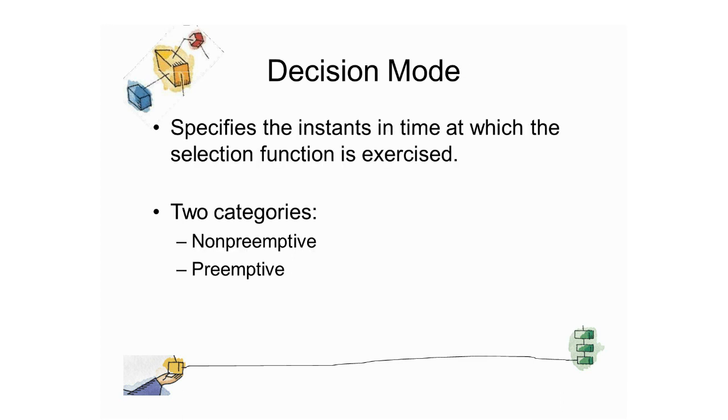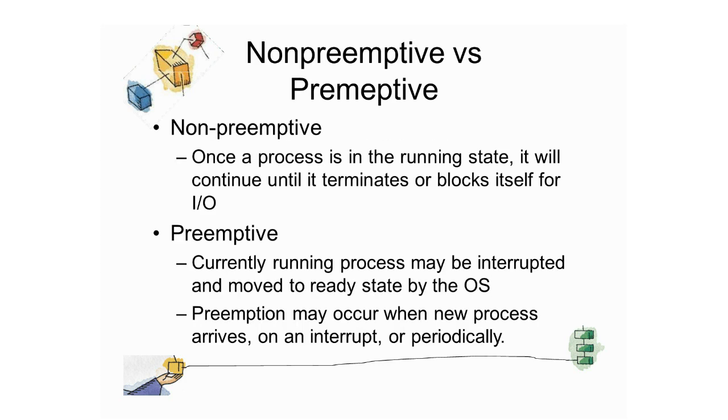Decision mode. It specifies the instant in time at which the selection function is exercised. Two categories: non-preemptive and preemptive. Non-preemptive: once a process is in the running state, it will continue until it terminates or blocks itself for I/O. Preemptive: the currently running process may be interrupted and moved to the ready state by the OS. Preemption may occur when a new process arrives, on an interrupt, or periodically.